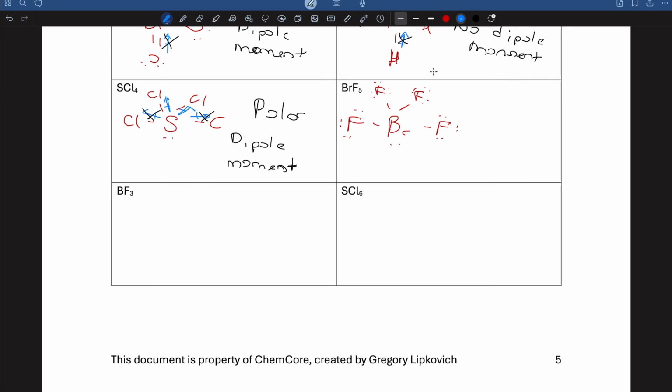And each bromine-fluorine bond is polar, looking toward fluorine. And they do cancel each other out. Each bond cancels each other out on the left and right, but the ones going up diagonally left and diagonally right don't, right? They don't get canceled out. And so this structure is still overall polar, and it does have a dipole moment.